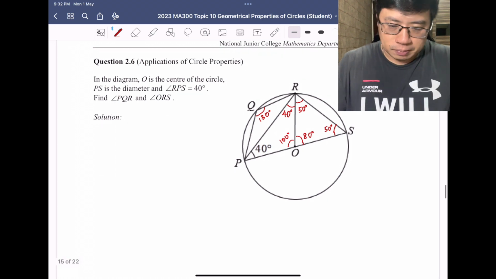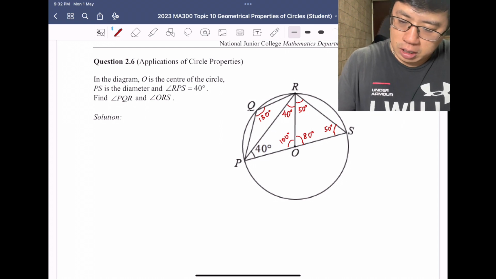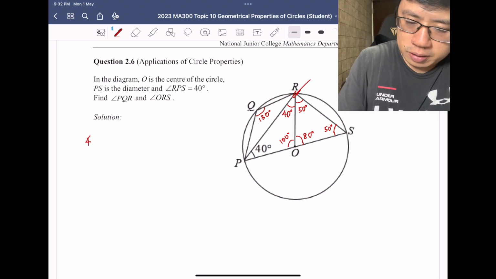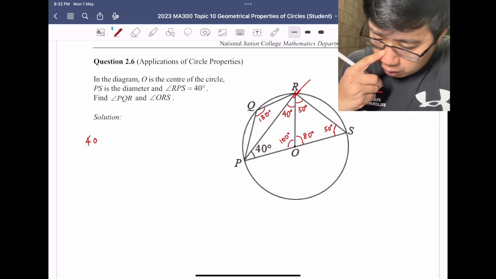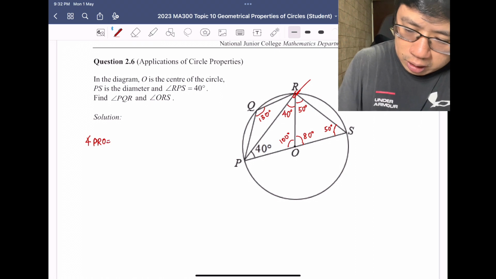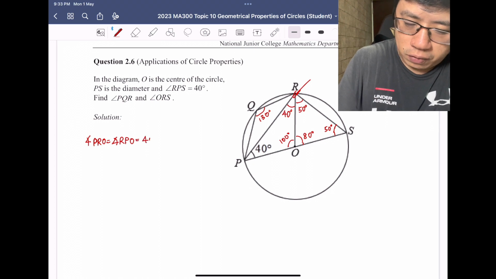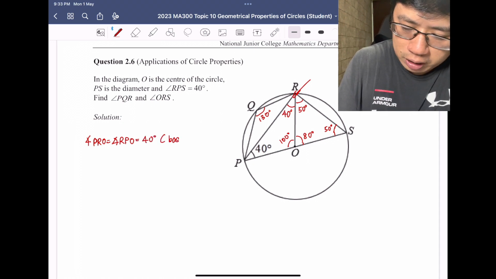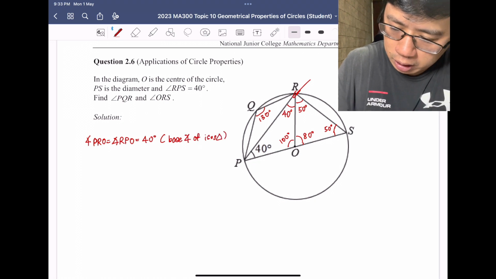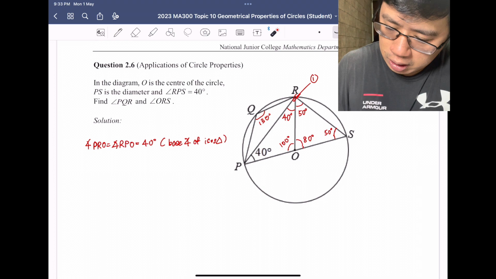Okay, so from here, next. Now let's look at angle PQR. First, I know that I started with finding angle ORS. So angle PRO is equals to angle RPO, which is equals to 40 degrees. Now the reason for this is a base angle of an isosceles triangle. Alright, so this is step number 1. I found this first. Okay, so now the next part would be 2.